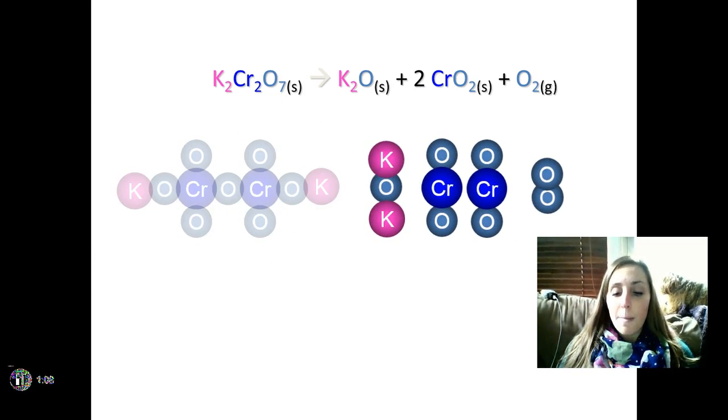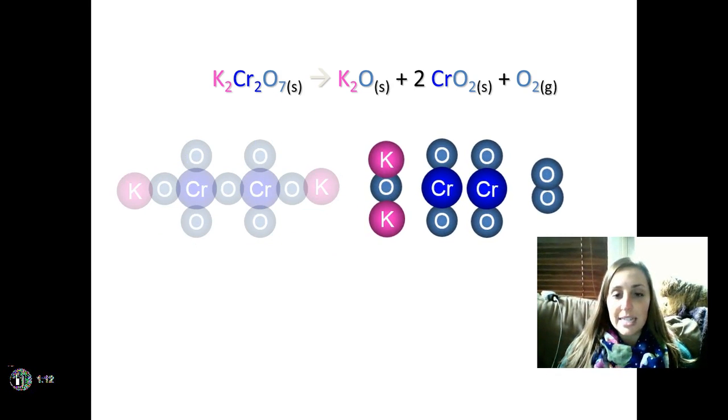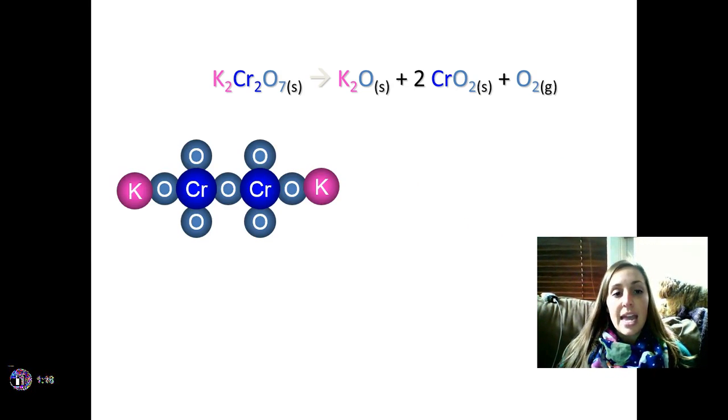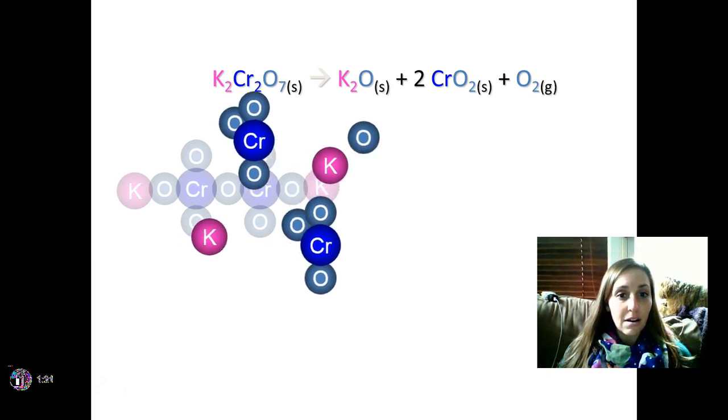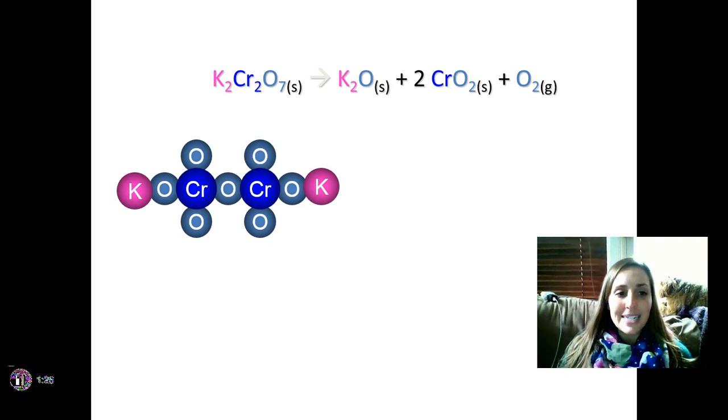Alright, so my potassium dichromate is going to break down to all of these things. Now, the biggest thing that you want to notice in this is all of the atoms that were in our reactants are found in our products. So let's make sure that's true. So let's start with potassium, or K.